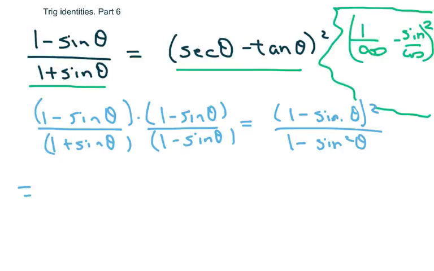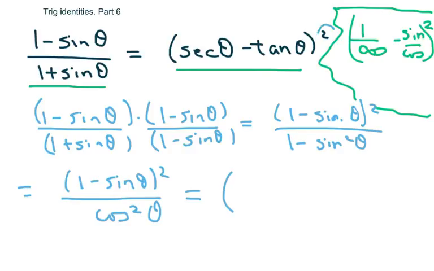So when I bring it down here, I'm trying to skip steps. Can't skip steps. Okay, 1 minus sine of theta squared over cosine squared of theta. And then, since we have this square outside, I'm just going to write this as 1 minus sine of theta over cosine squared.